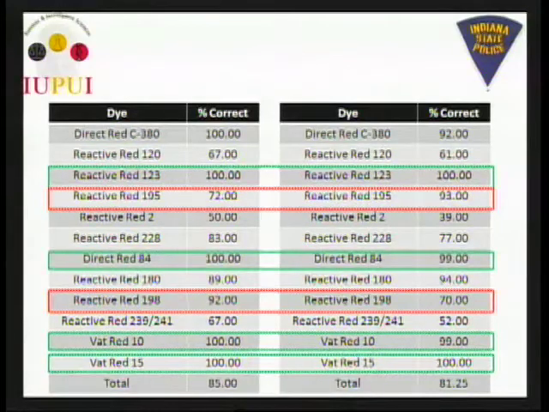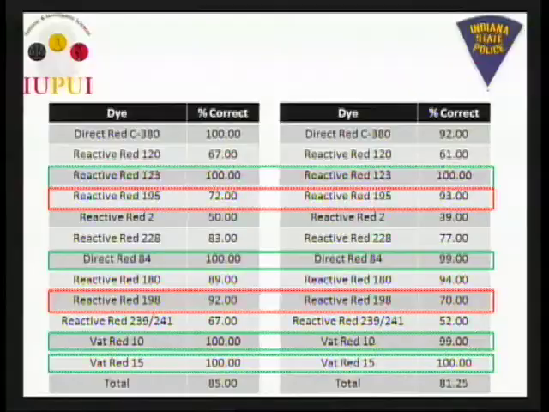For the sake of time, we're just going to show you the discriminant analysis results. You can see that reactive red 123 was classified correctly 100% of the time at both laboratories, as well as direct red 84 and both vat red dyes. When we did AHC, again, we had 4 major classes, with direct red 84 being classified with reactive red 123, and both vat red dyes in their own class. The accuracy at IUPUI was 85%, and the accuracy at ISP was 81.25%. So that's not a huge difference.